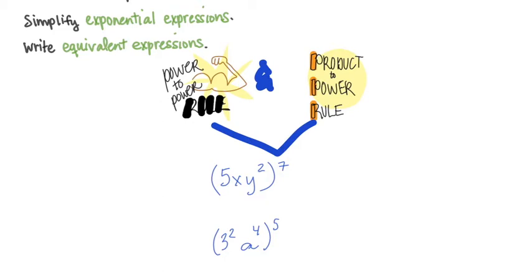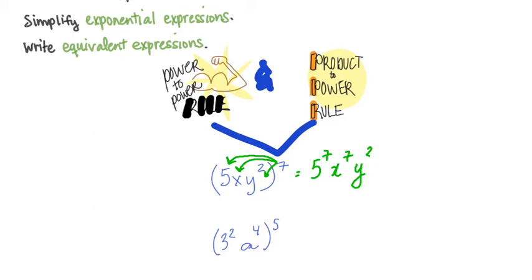So we're going to get started with the 7. Let's distribute this exponent to every single term in the expression. So what will end up happening is we're going to end up with 5 to the 7th power times x to the 7th power. And then my other one is y to the 2nd power raised to the 7th power.